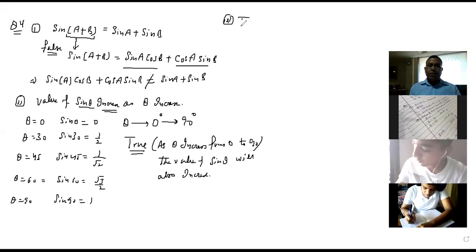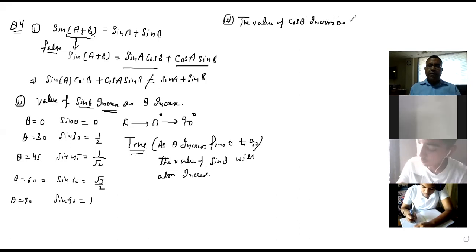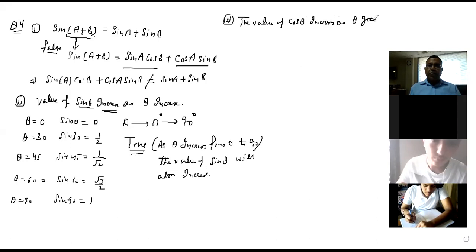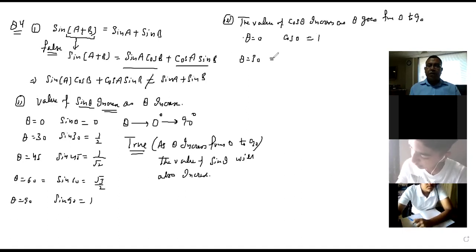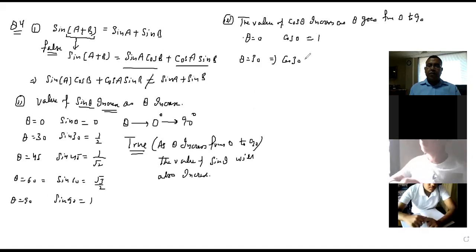Third part is: the value of cos theta increases as theta goes from 0 to 90. We have to check this too. When theta is equal to 0, cos 0 is 1. When theta is equal to 30, cos 30 is equal to root 3 by 2.